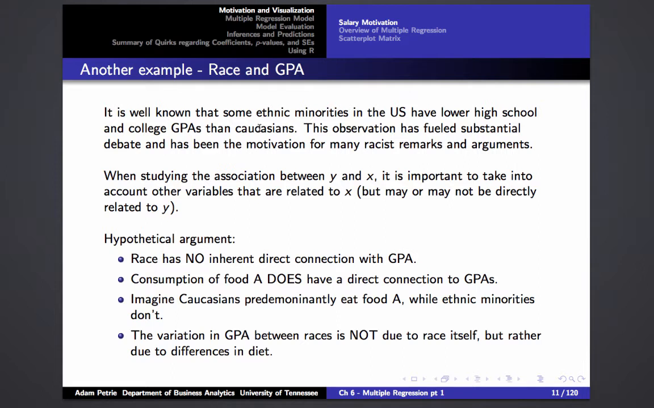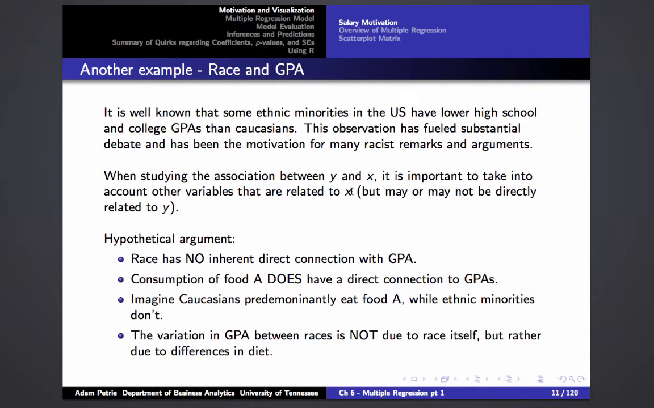And so here's actually where multiple regression is going to be useful for us. It turns out that when we study the association between y and x, it's also important to take into account other variables that are related to our predictor variable of interest, related to x, even when they may or may not be directly related to y itself.